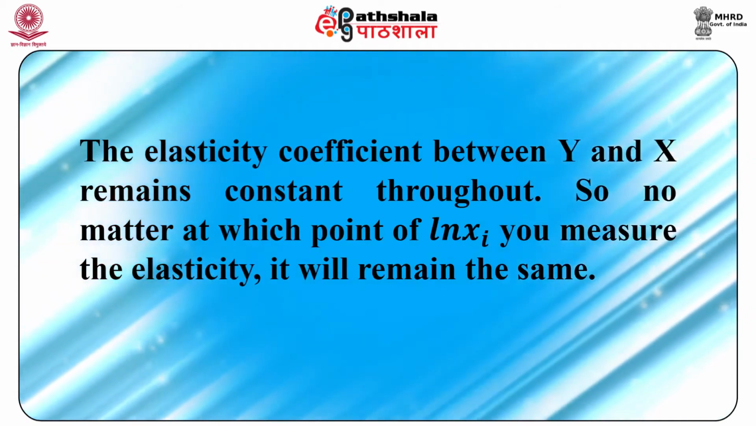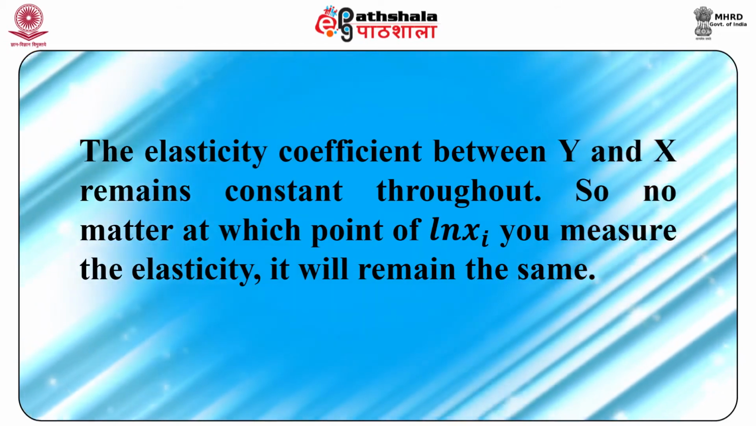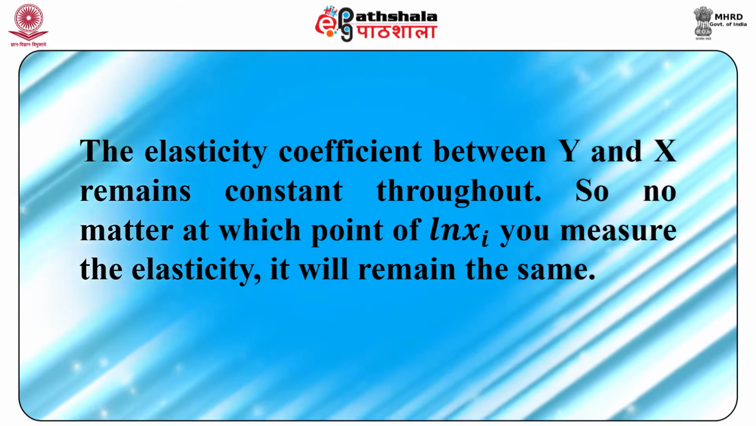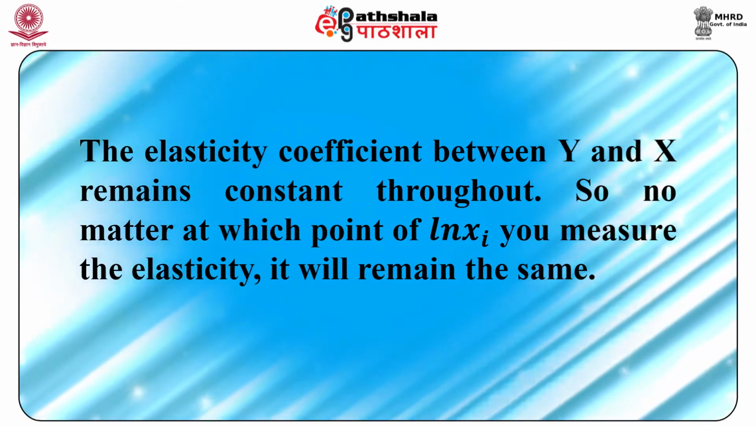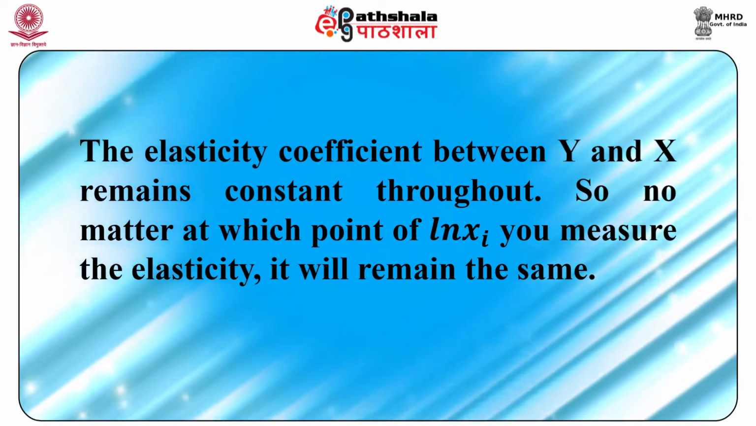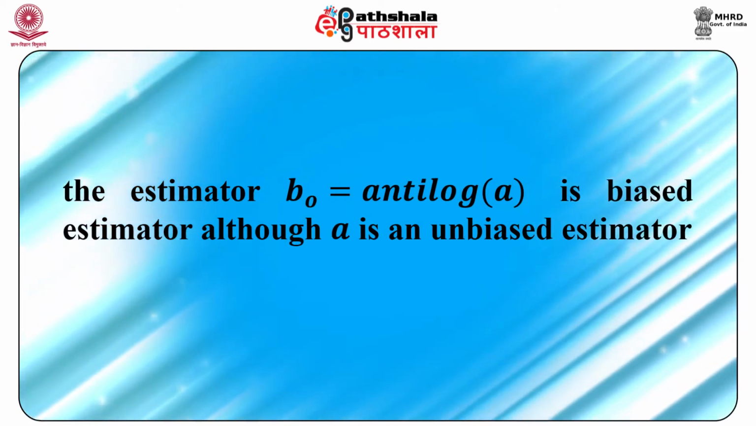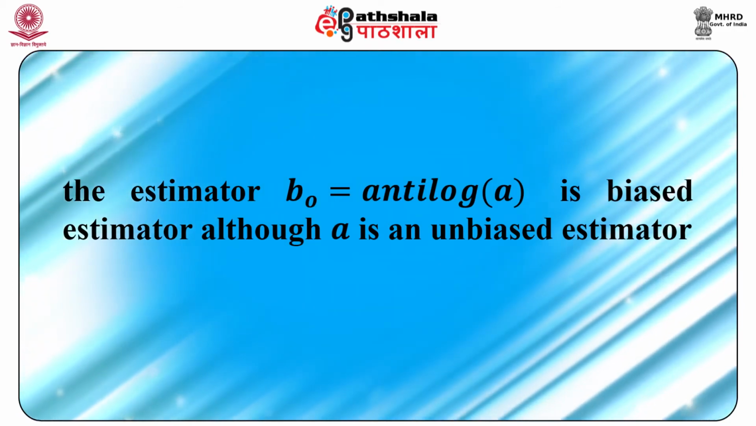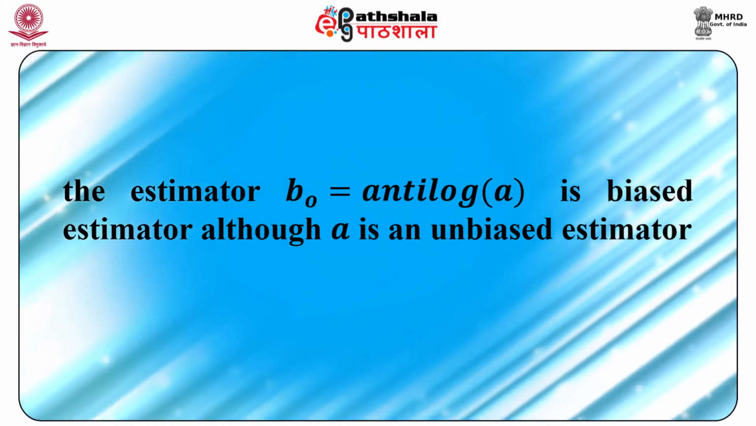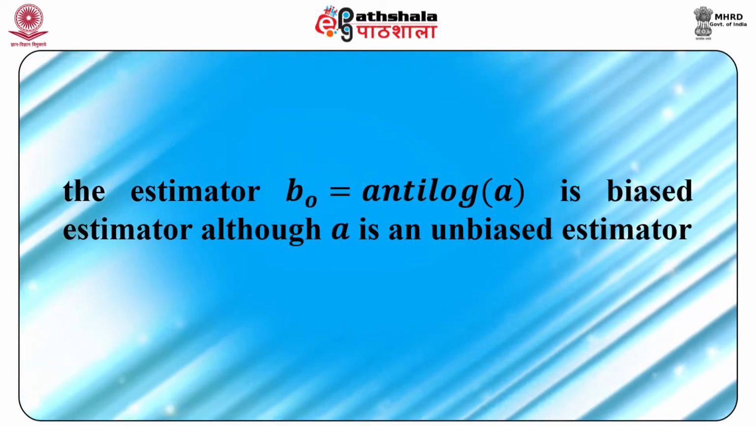First, the elasticity coefficient between y and x remains constant throughout the model. So no matter at which point of ln xi you measure the elasticity, it will remain the same. Second, even the estimator b0, which is nothing but the anti-log of a, is a biased estimator, although a is an unbiased estimator. However, the intercept terms are not very important in empirical studies.